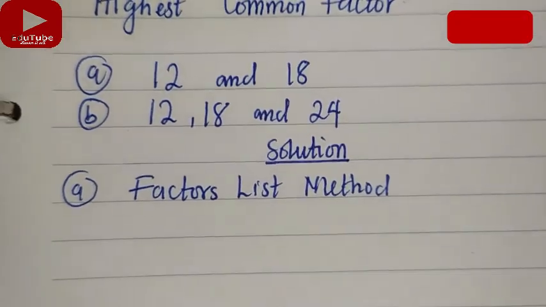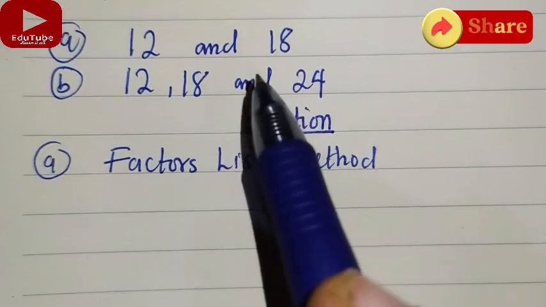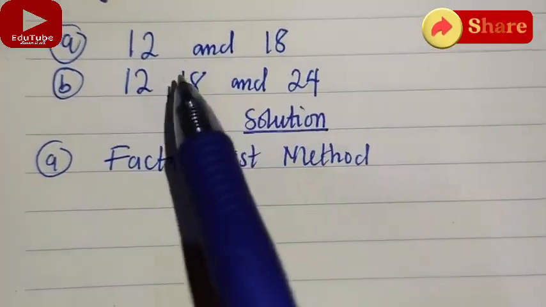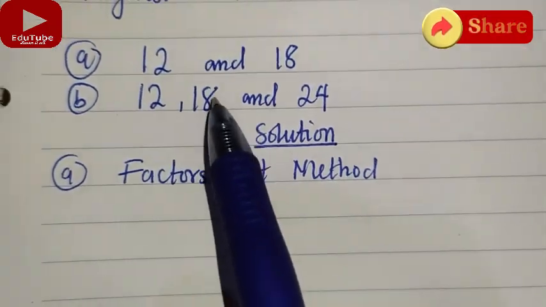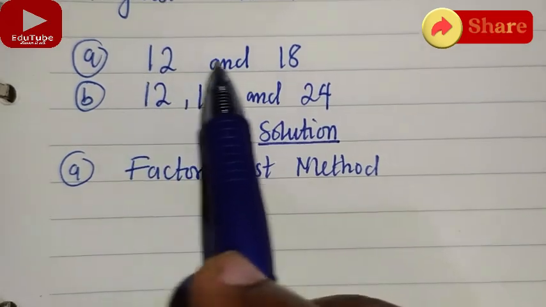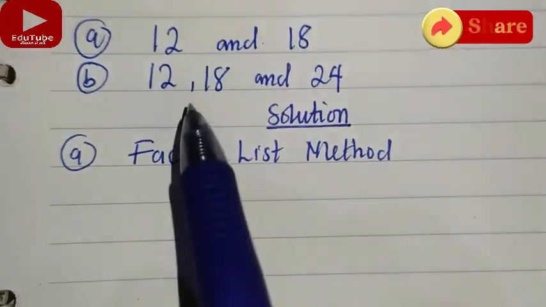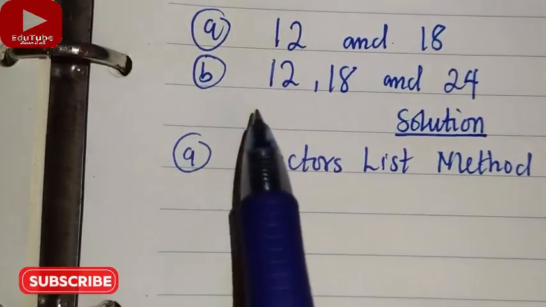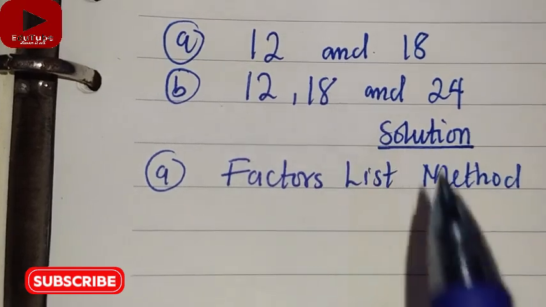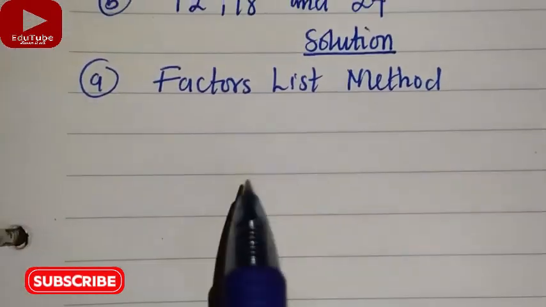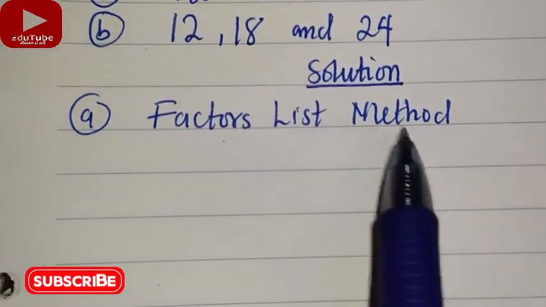Now to find highest common factor, we are going to use two methods, and as we have two examples here, we are going to use the first method to find the highest common factor of this first example, and then we are going to use the second method to find the highest common factor of the second example. So the first method is called factors list method.